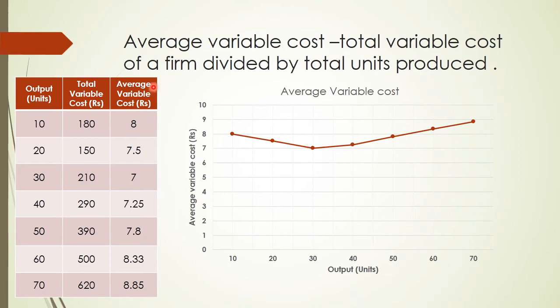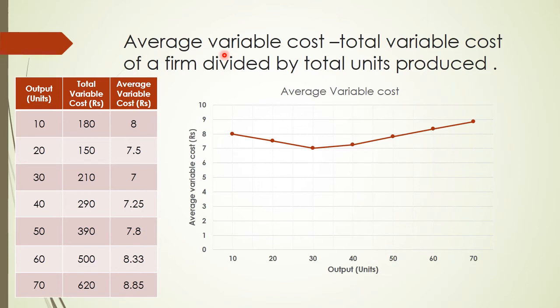Now let us take an example. Suppose the total variable cost of a firm is 150 rupees and the firm produces 20 units of output, then what will be the average variable cost? So the average variable cost will be 150 divided by 20. That will give you 7.5 rupees. Or you can say if your total variable cost is 200 rupees and total production is 20 units, then average variable cost will be 200 divided by 20. So that will give you 10 rupees, right?